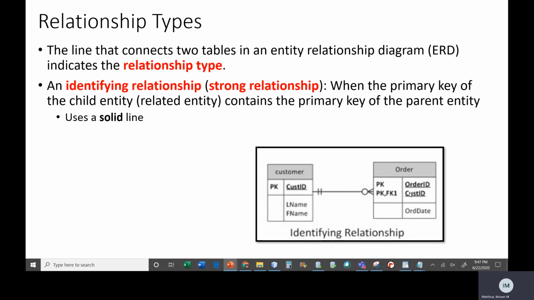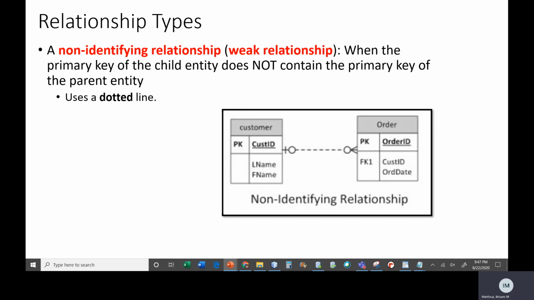It's an identifying relationship. Here, you give me the order ID only. I cannot tell who my parent is. I cannot tell who the customer is that placed this order. I would have to look at other attributes in the table, but just by looking at my primary key, I don't know who my parent is. So we say this is a non-identifying relationship, and so you will see it drawn as a dotted line.